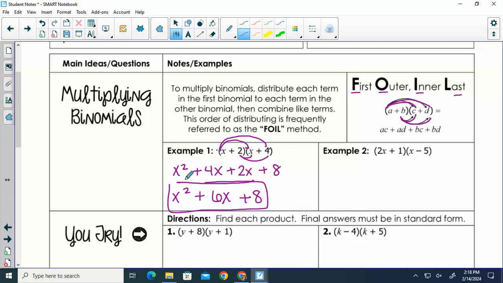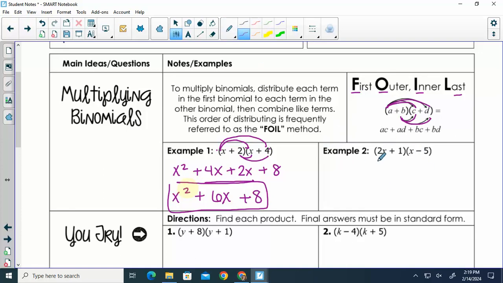And my highest power is 2. When my highest degree is 2, what do we call something with a degree of 2? Quadratic. It's a square, it's a quadratic. Because it started at 0.